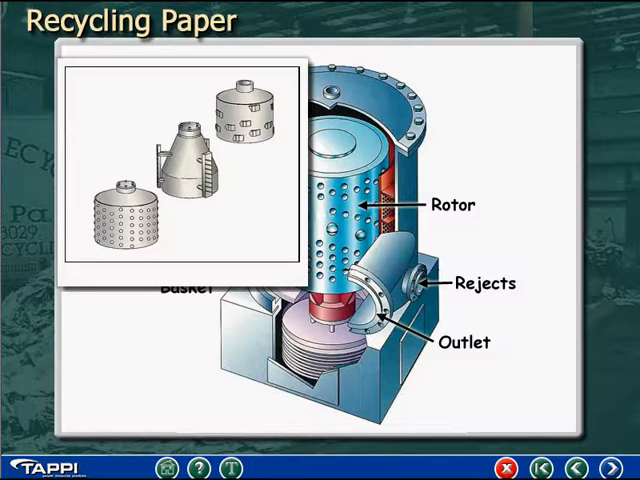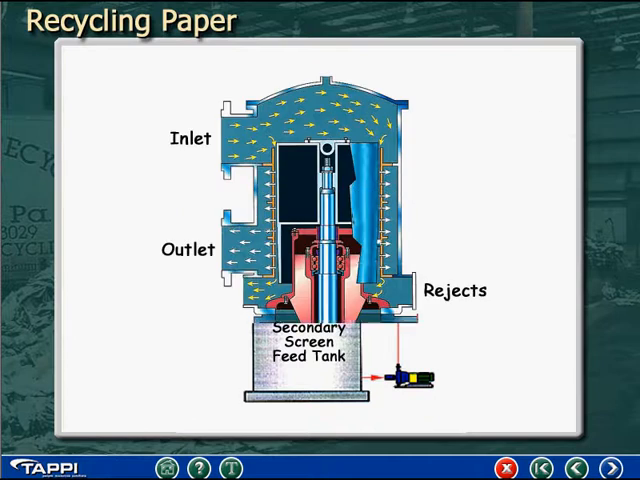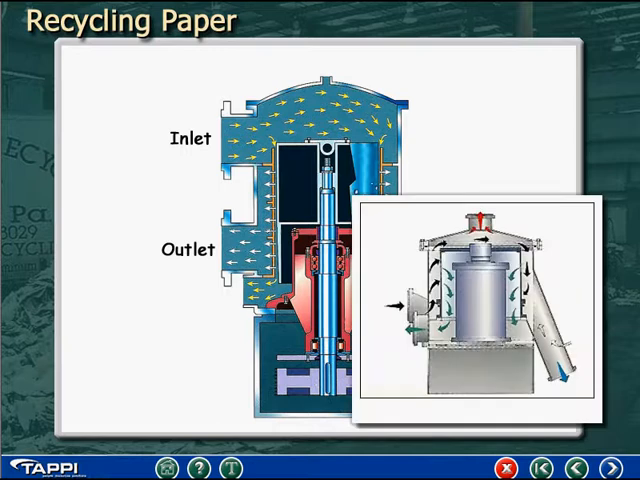Both coarse and fine screening is usually done in multiple stages, arranged so that there's a minimum of fiber lost from each system. In coarse screening, there are a number of different styles of screens that can be used. Most screens are centrifugal, meaning that the stock flows from inside the cylinder to the outside. Another type of coarse screen uses the opposite or centripetal flow pattern, where the stock flows from the outside to the inside of the screen cylinder.